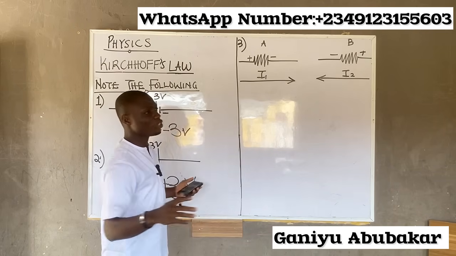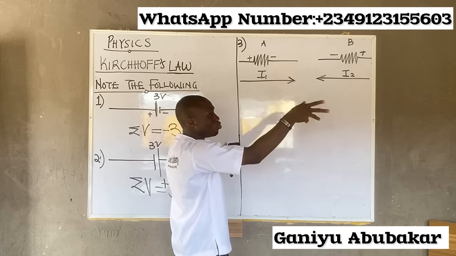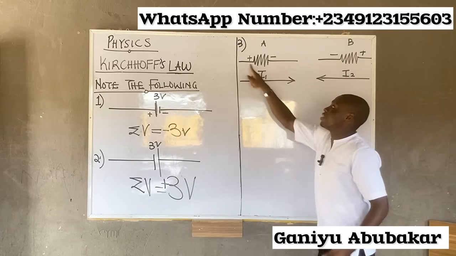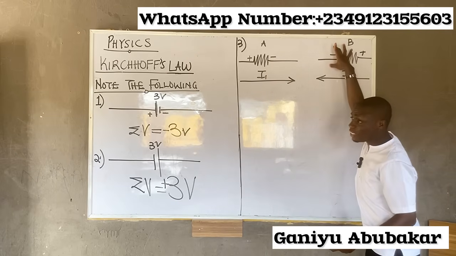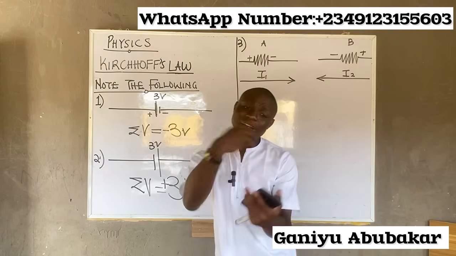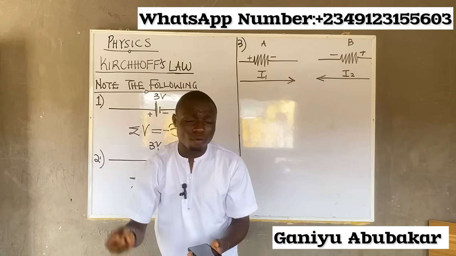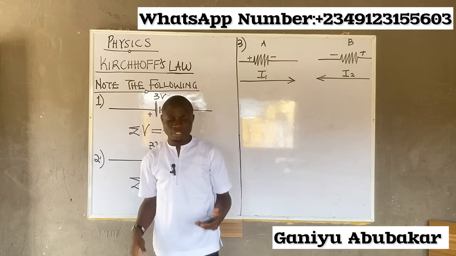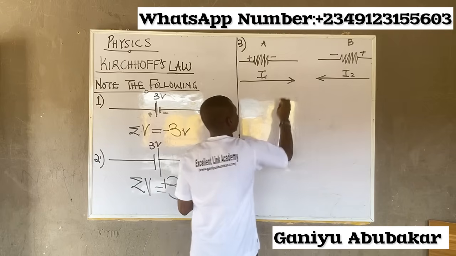Number 3 says that wherever your current is flowing through, the direction matters a lot. Moving this way means it's passing from positive to negative. This way means positive to negative. So ensure that when current is passing through the resistor, it's always moving from positive to negative terminal. That's the idea. So on number 3, please note this.